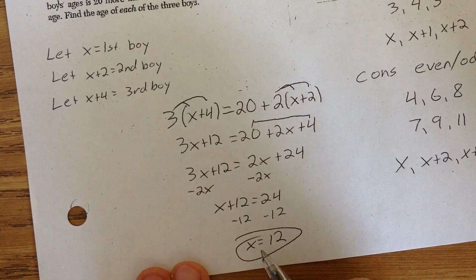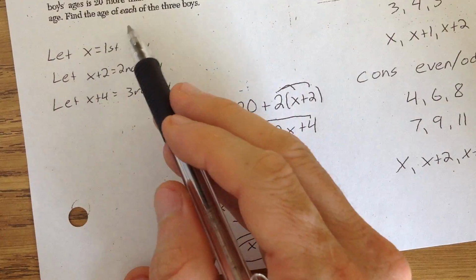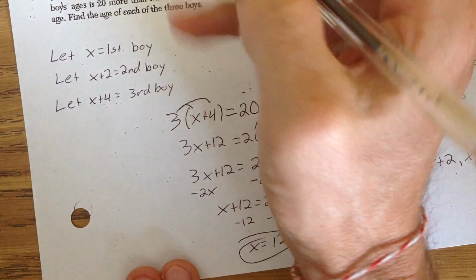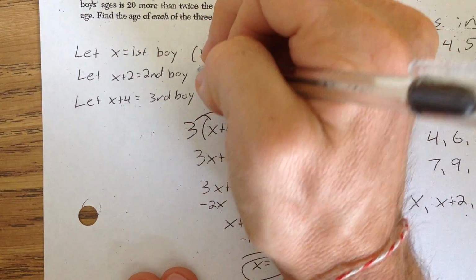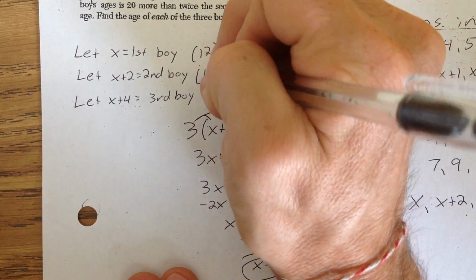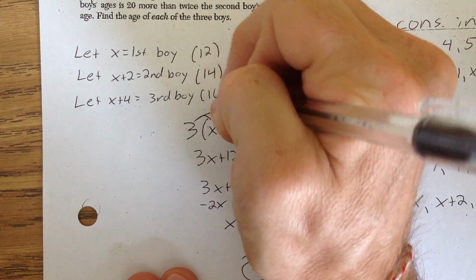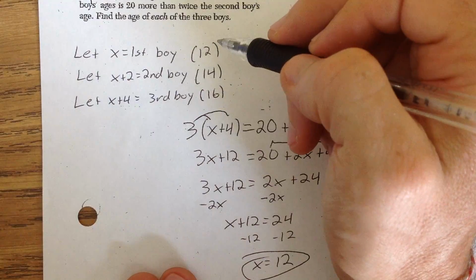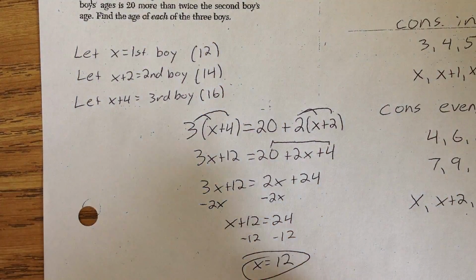So, x equals 12. Be careful that you don't stop here because the problem says find the age of each of the 3 boys. So our first boy is 12. We're good there. But we want to make sure that we write these numbers in for the other 2 boys. 12 plus 2 is 14, and 12 plus 4 is 16. So the 3 boys are 12, 14, and 16. Okay, let's take a look at the back.